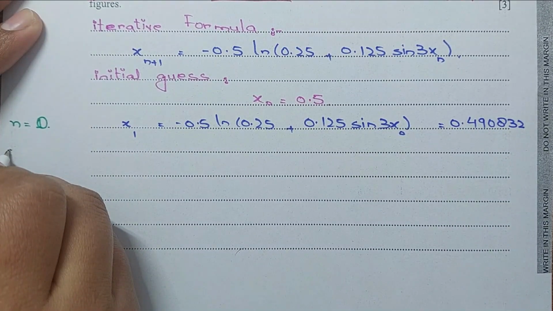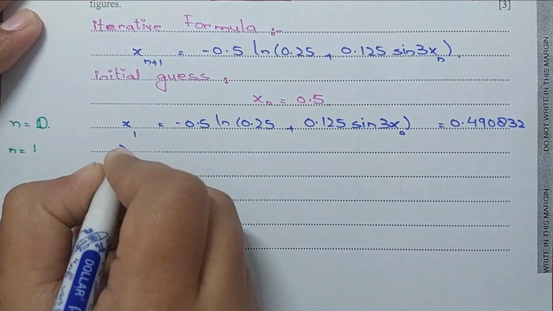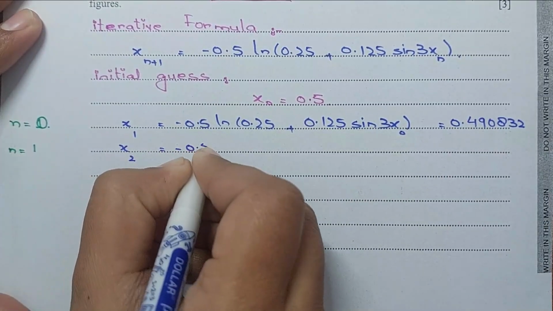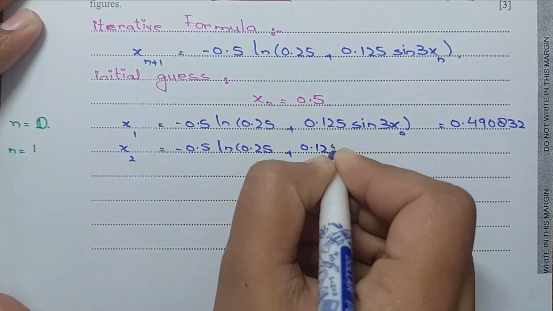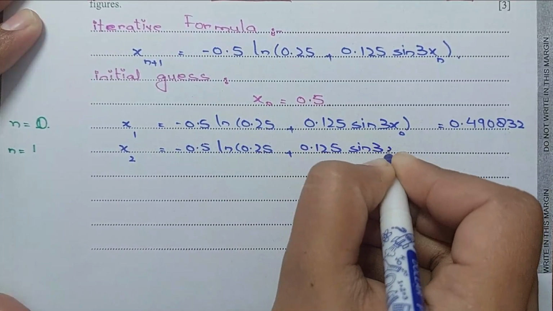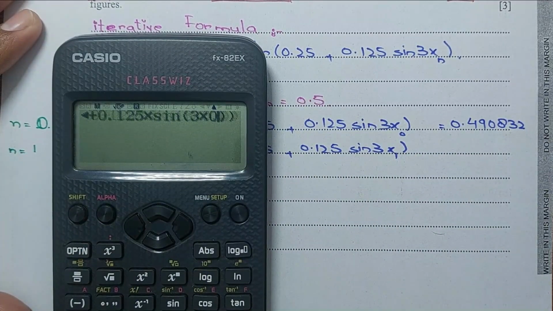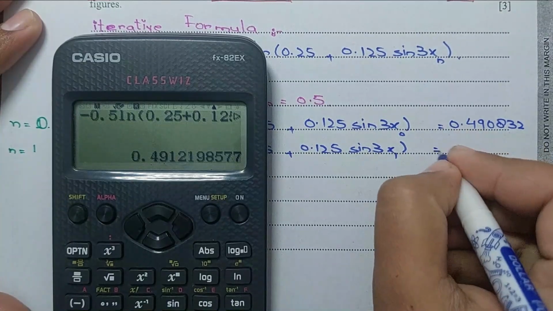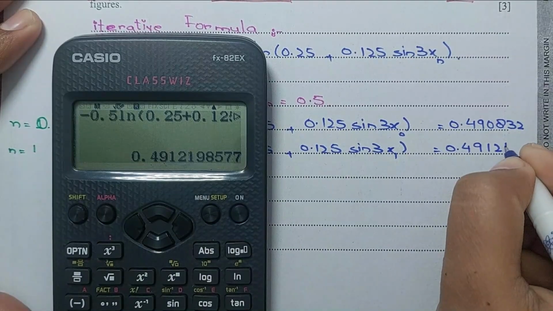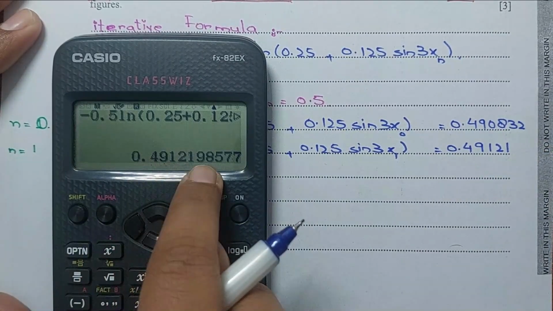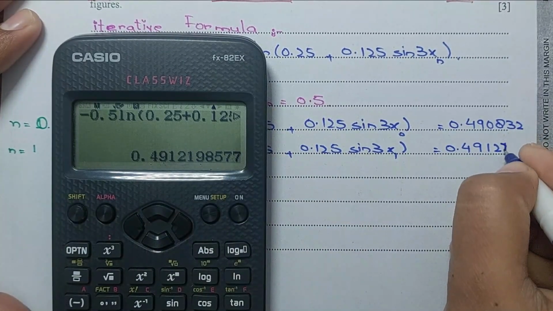Now for the next iteration, when n is equal to 1, x1 plus 1 is 2: negative 0.5 natural log of 0.25 plus 0.125 sine 3x1. This is your x1, so we take the sine of the answer. To 6 significant figures, 1 2 3 4 5 6, this is 0.49121, and since the next digit is 8, 19 turns to 20, so 0.491220.